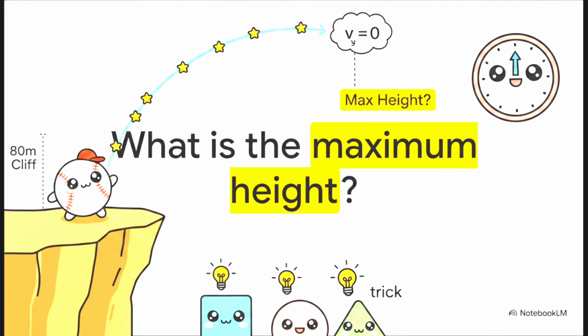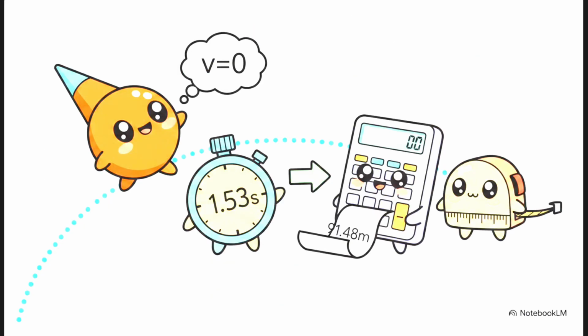Think about throwing a baseball straight up in the air. At the absolute highest point of its arc, right before it gives up and starts falling back down, it actually stops moving vertically for a tiny fraction of a second. Its vertical velocity becomes exactly 0. So the crucial point is we take our vertical velocity cheat code and set it to 0. When we solve for time, we get 1.53 seconds to reach the absolute top.